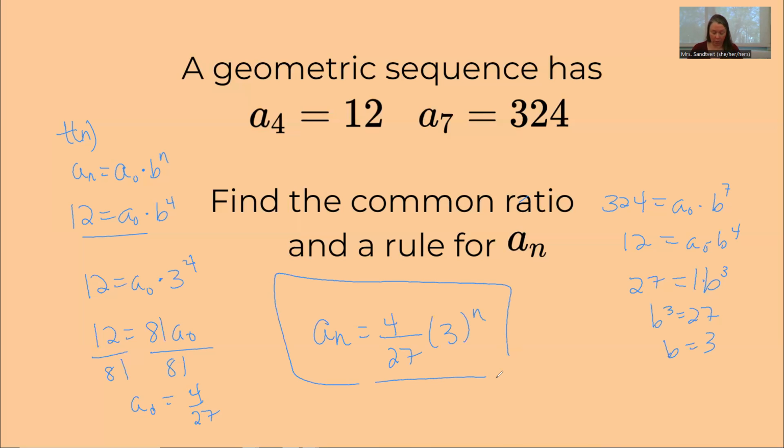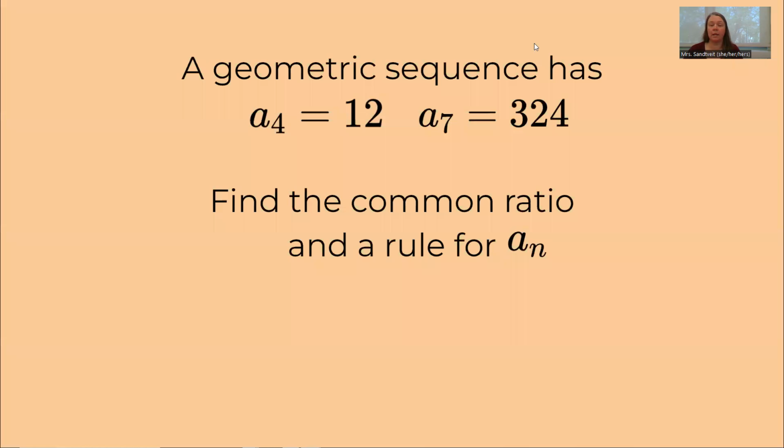All right, so that's just a quick little recap of a lot of the stuff that you have seen with sequences before. And as we go throughout this chapter, we're going to talk more about sequences. We're going to talk about adding the terms of a sequence, which is called a series.